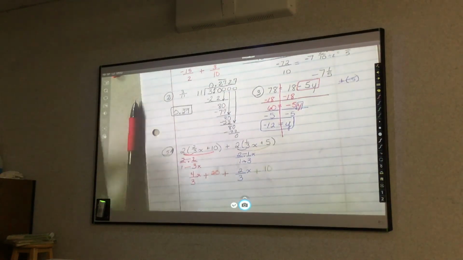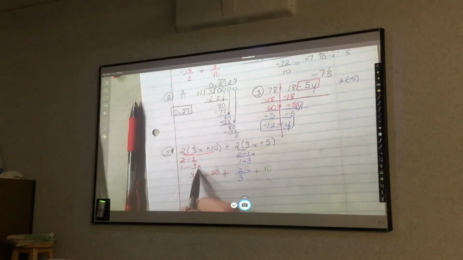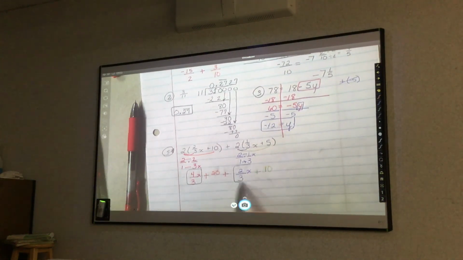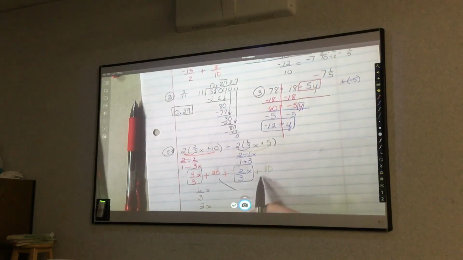Now I'm going to combine what I have that's alike. 4/3 x and 2/3 x is 6/3 x, which is really 2x, because 6 divided by 3 is 2. And then I'm going to combine my 20 plus 10, which is 30, so then it's just plus 30.